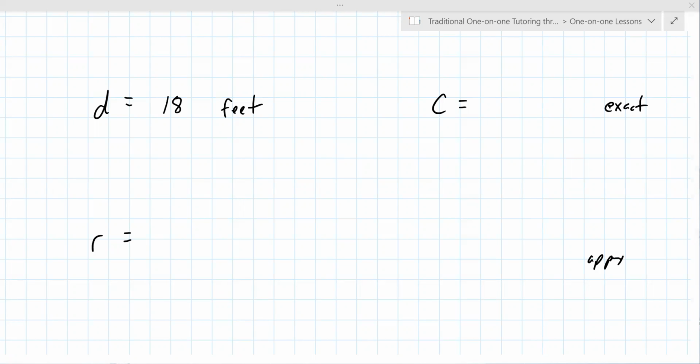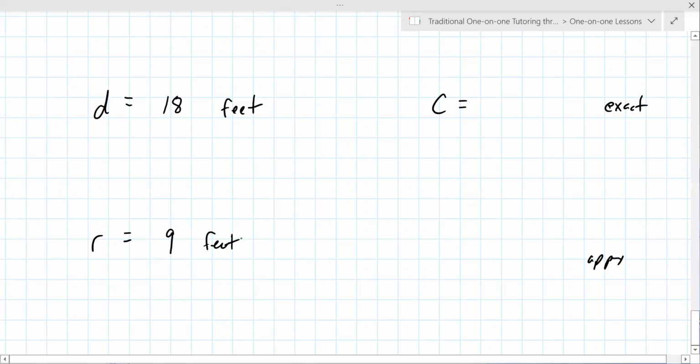Okay. All right. 18 feet for that right there. 18 divided by 2 is 9. Are you okay, Sourish? Yeah, 9 feet for R. Okay, good. You got the feet for units in R there. And C equals 18 pi feet. Great. Yeah, that's awesome.